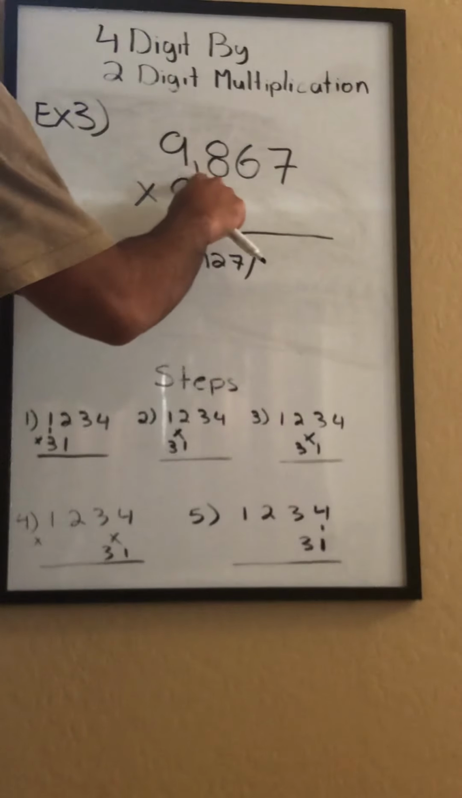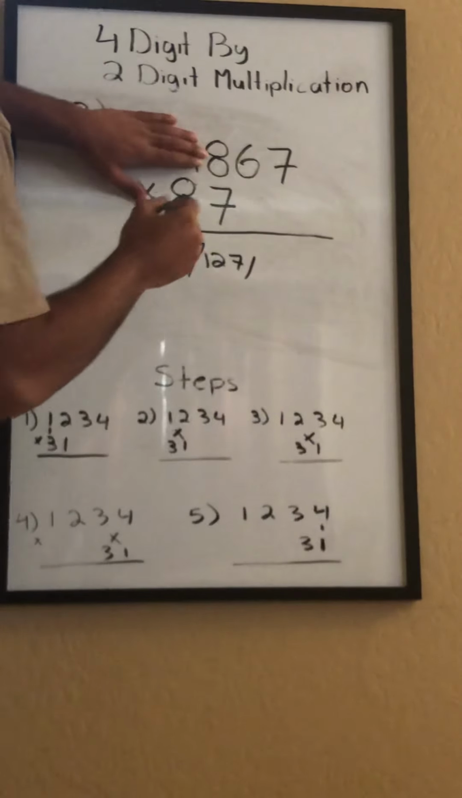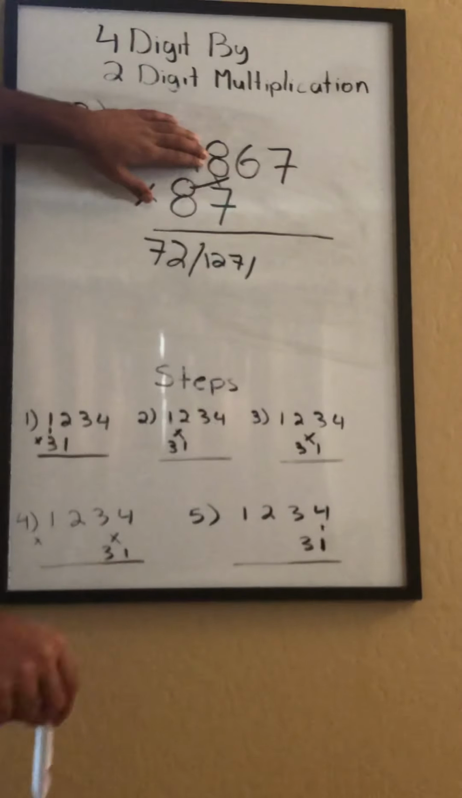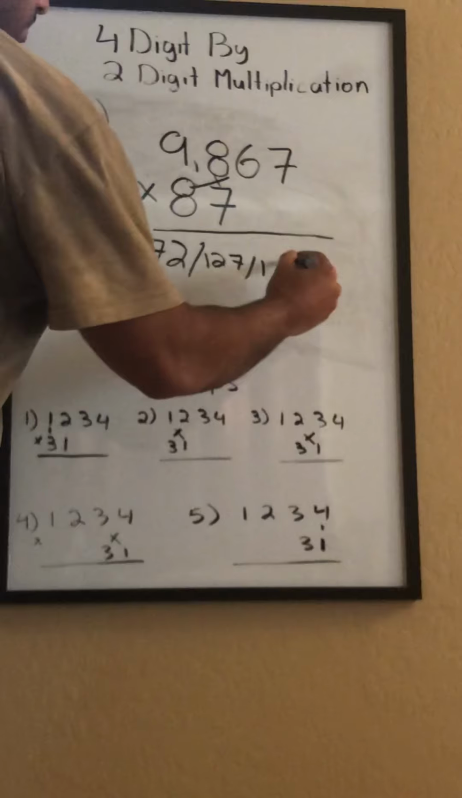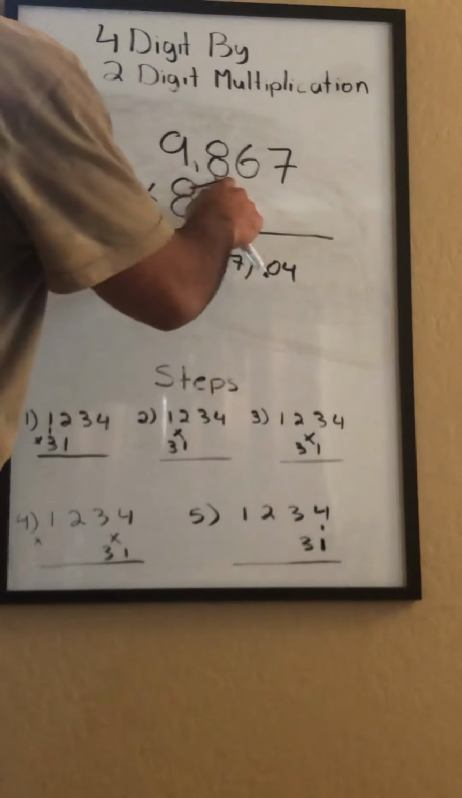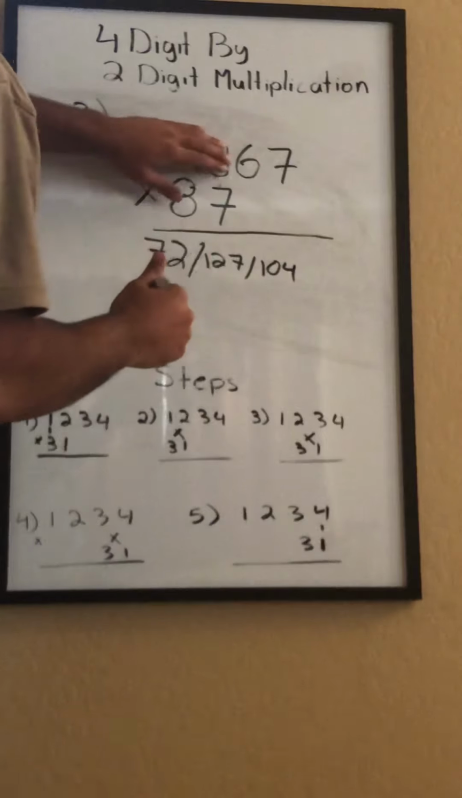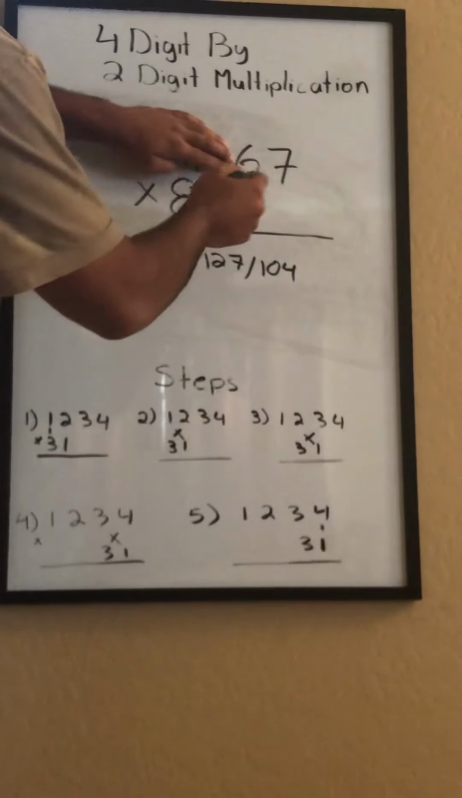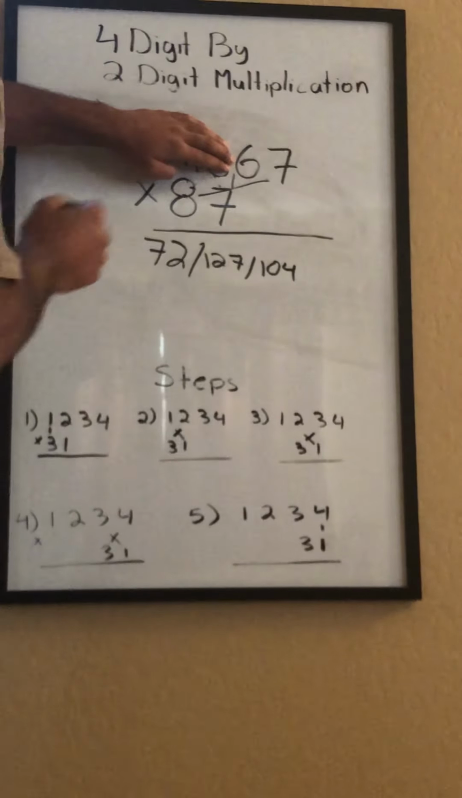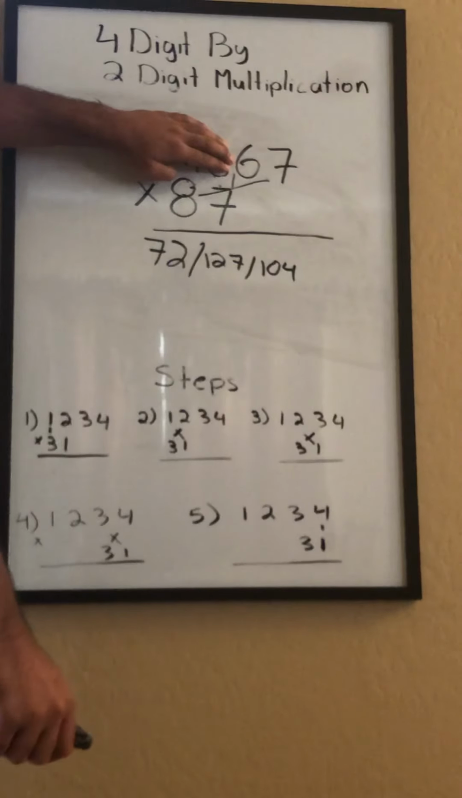Now I'm going to cover up and find the sum of these cross products. So 6 times 8 plus 8 times 7. 6 times 8 is 48. 8 times 7 is 56. 48 plus 56 is 104. Okay, now I'm going to cover up 2 numbers from the left and find the sum of these cross products. 7 times 8 plus 6 times 7. 7 times 8 is 56. 6 times 7 is 42. 56 plus 42 is 98.